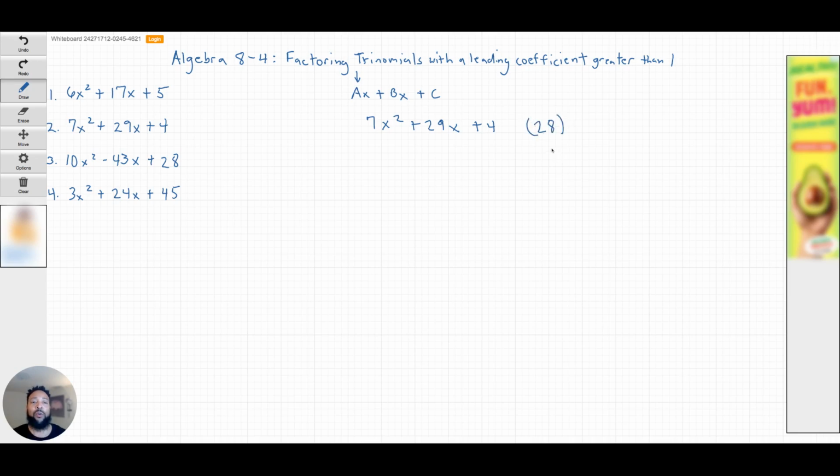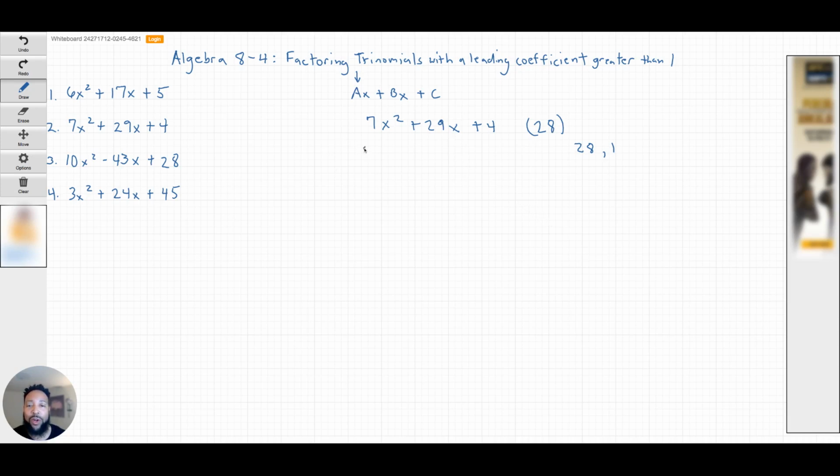So with the 28, we need to find two numbers that when you multiply them, you get 28, but when you add them, you get 29. And that's going to be a pretty easy one. We could say 28 times 1. 28 times 1 gives you 28, but when you add 28 plus 1, that gives you 29.